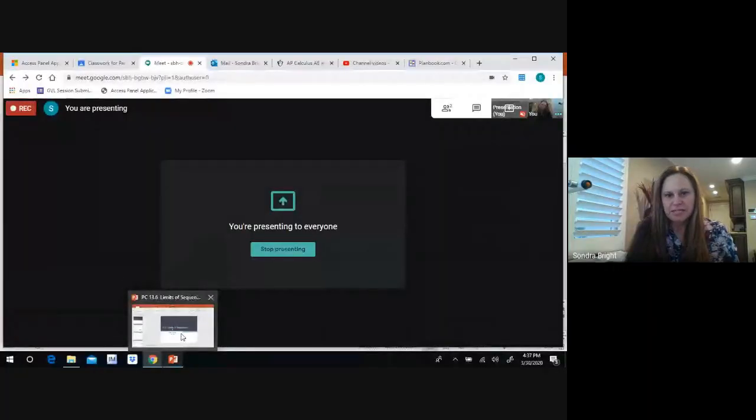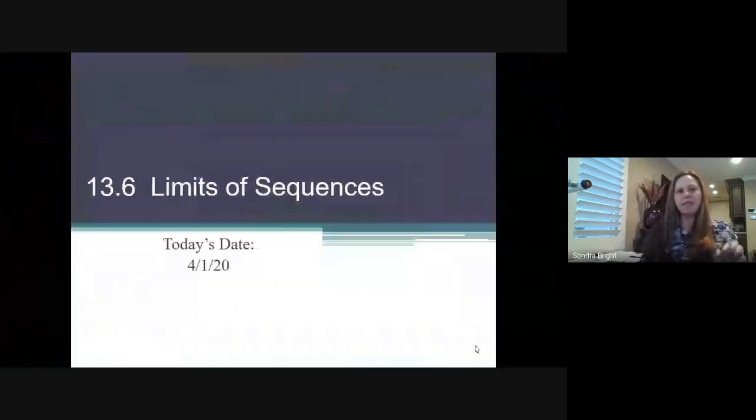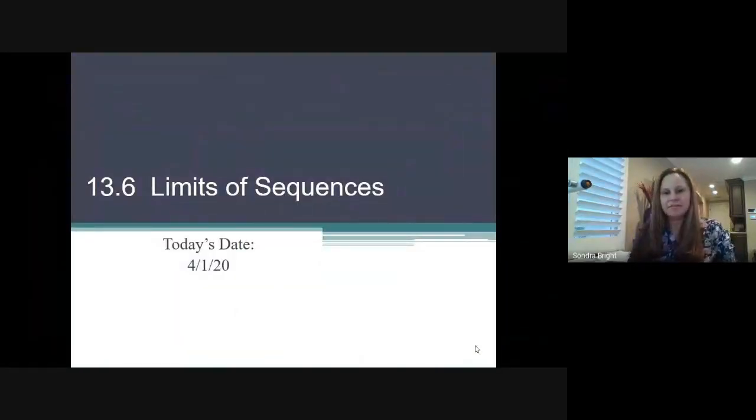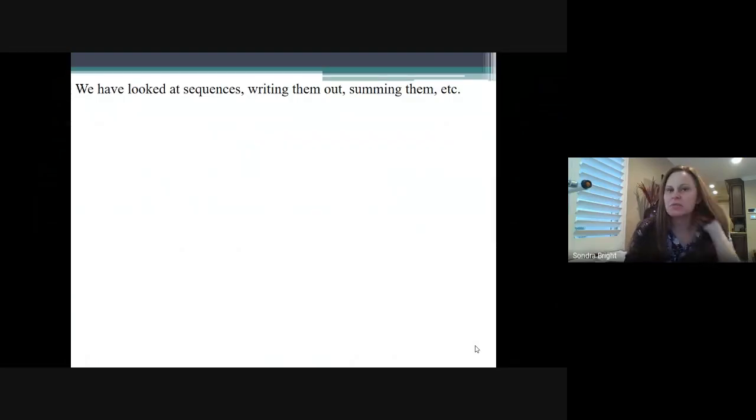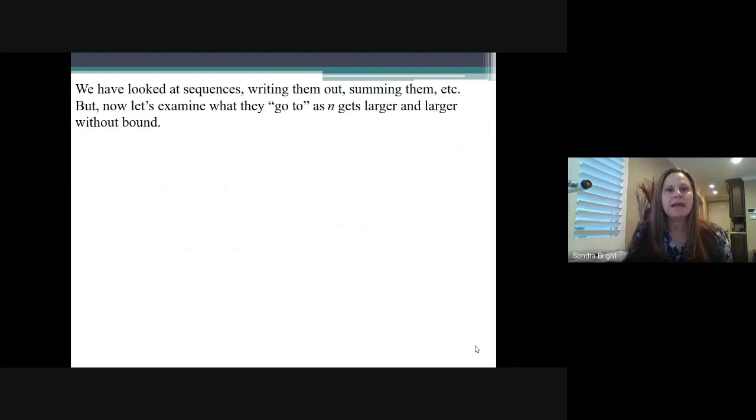Today we're going to do section 6, and that is limits of sequences. So we've looked at sequences, we've written them out, we've added them up. Those are series, right? But now what we're going to look at is what do they go to as n gets larger and larger? Are the terms going to a certain number?